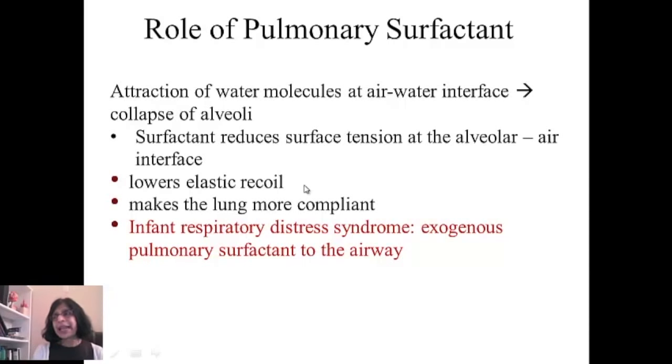It also lowers elastic recoil, makes the lung more compliant. It's not secreted until later in fetal life. So premature birth is where one of the challenges would be to keep the lungs from being collapsed. Infant respiratory distress syndrome is where there is decreased amount of surfactant, which leads to collapsing of the lungs and then the suffocation and death. That's where a surfactant given exogenously can help.